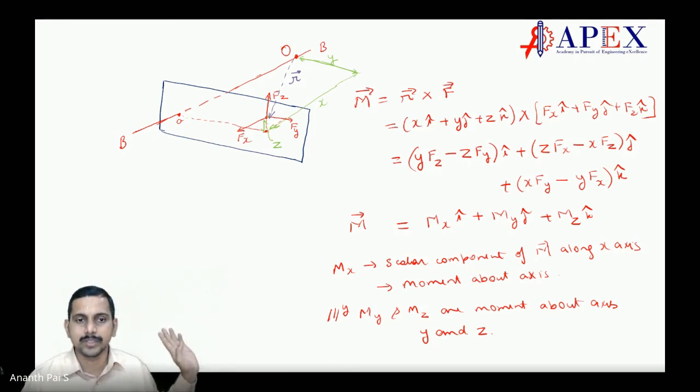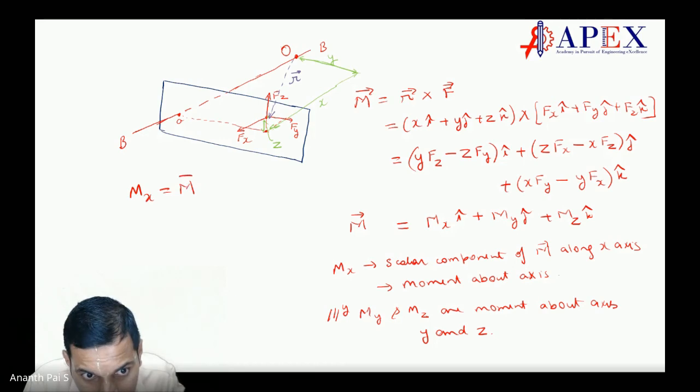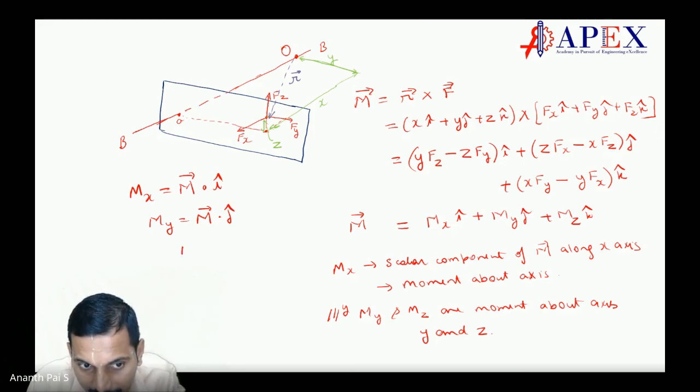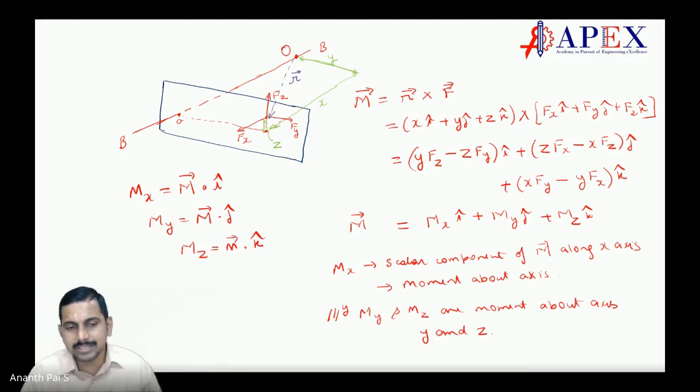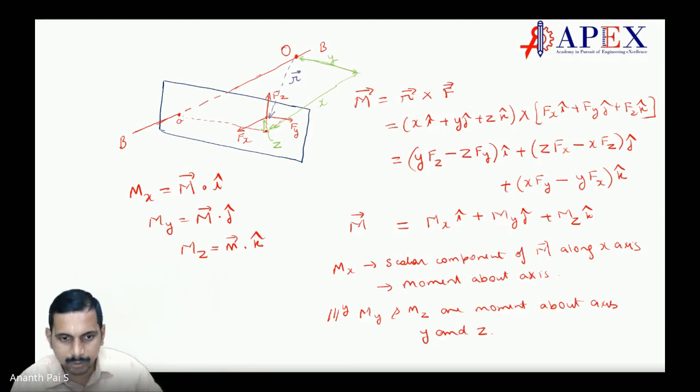That's it. So if I put it further, what is Mx? Mx is nothing but moment M dotted with i vector. Makes sense? Moment about y is equal to moment vector dotted with the j vector, and moment about axis z is equal to M dotted with k vector. Make sense, students? Write this down. And when you write, you will have doubts, ask me.